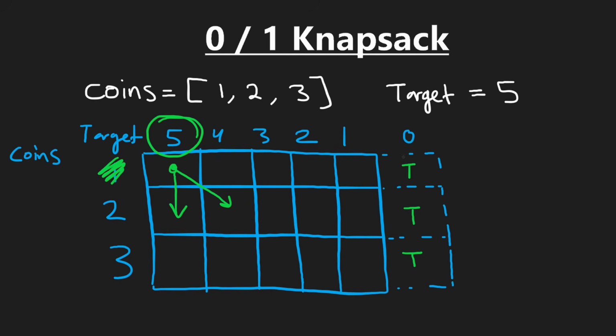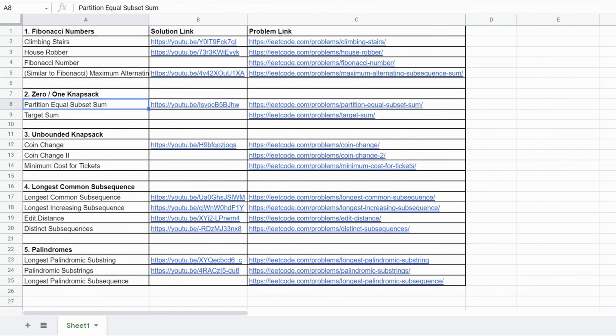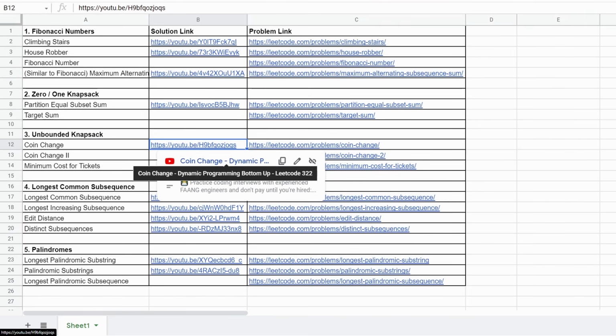So this is kind of how the 0-1 knapsack problem works out. There are many variations of this problem, but this is kind of the main idea. Now, the next dynamic programming pattern I want to talk about is very similar to the one that we just went over, the unbounded knapsack. And one problem that I've solved for this category is the coin change problem, a very famous problem. And you can watch that explanation here for a more detailed explanation of this unbounded knapsack category.